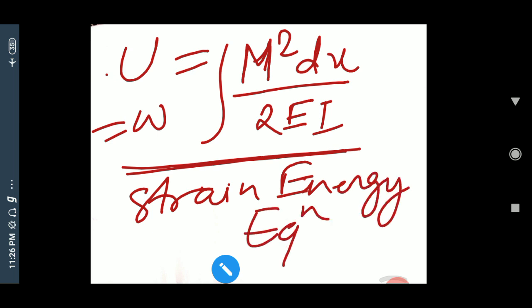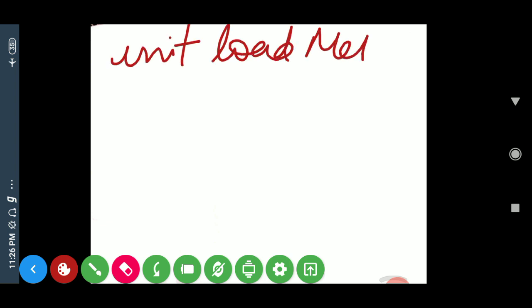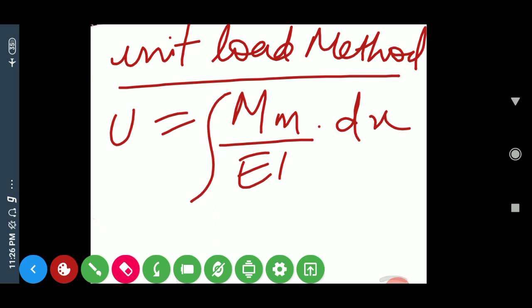If we go on deriving this value, then we will obtain the expression for unit load method or virtual work method. The expression for the virtual work method or unit load method is U equal to capital M into small m by EI into dx. Okay, this is the equation for unit load method.